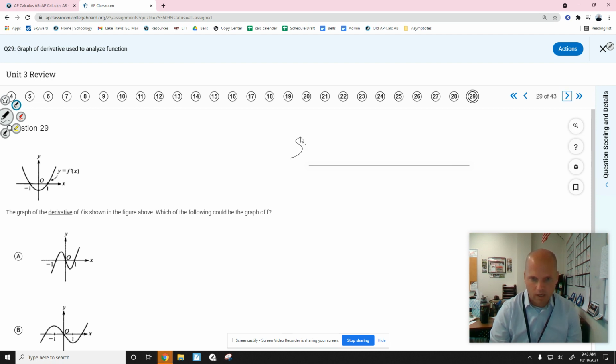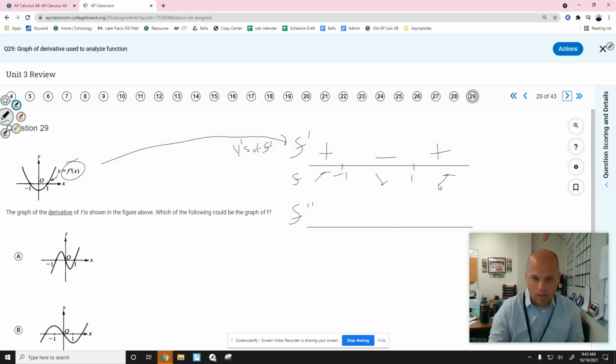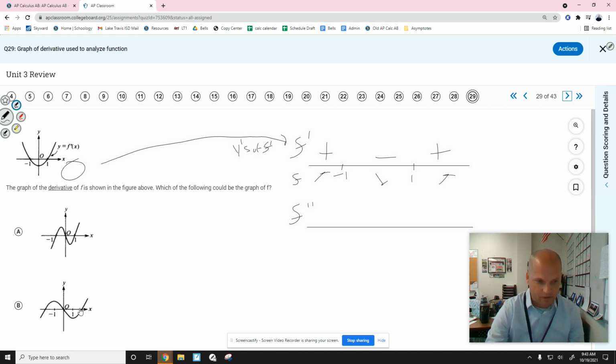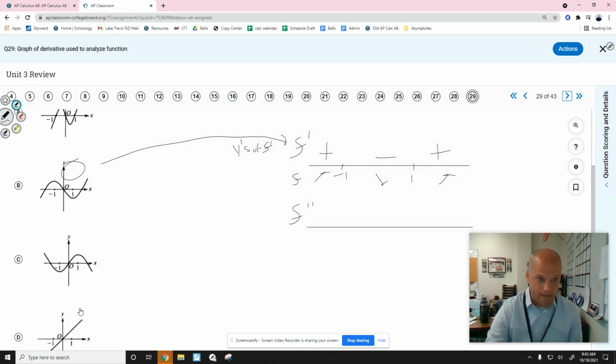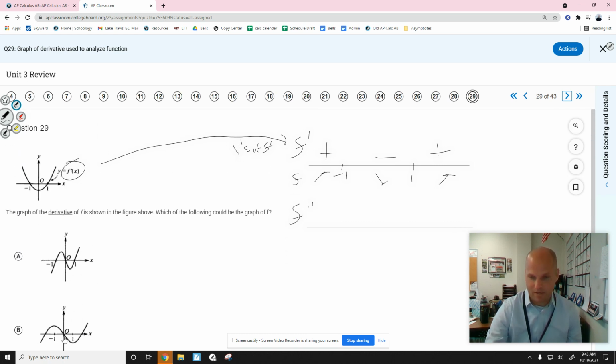All right, well, we need F prime's analysis. We need F double prime's analysis, so we can tell about F, its shape, what it's doing. Okay, this is F prime. So for this sign analysis, look at the Y's of F prime. Positive until -1, negative until 1, positive after that. That's telling me F is going up, going down, going up. Before I look at F double prime, maybe I'll double check. Going up until -1, going down until 1, going up after that. Yeah, it's got to be B. It's got to be B.